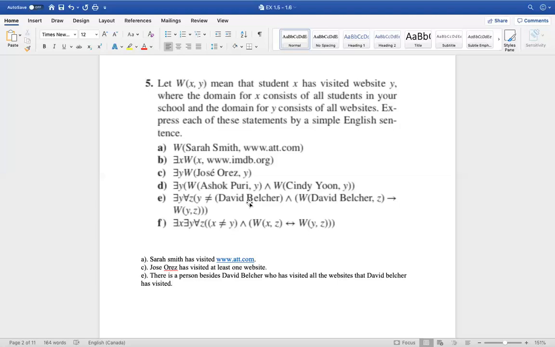Why did you use "there is a person" and not "there's a student"? Well, you can also say there is a student. Student is also a person, right? In this context, the domain is about students, right? Yes, you're right. We should have restricted ourselves to the domain.